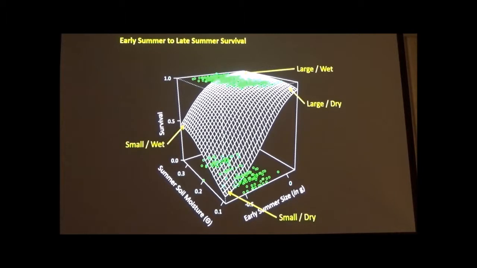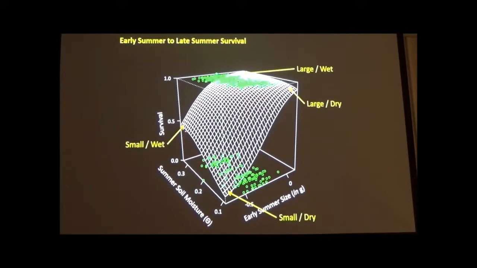So this is just an example of each of the dots here represents an individual plant. These are plants that lived, these are plants that died. And this is going from early summer to late summer, and with axes of the size of the plant, which is pretty much always important, and then soil moisture, which turns out to be really important too. And so down here we've got really small dry plants, and the probability of surviving is extremely low. This surface is the model. That's the prediction of survival based on conditions of moisture and size.